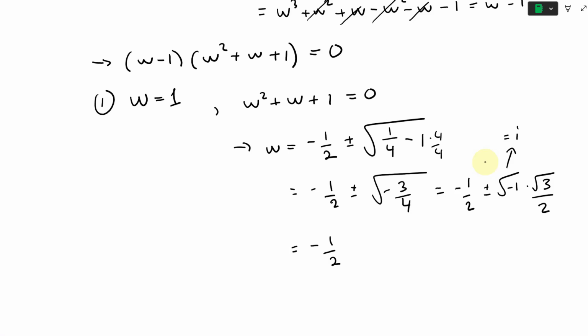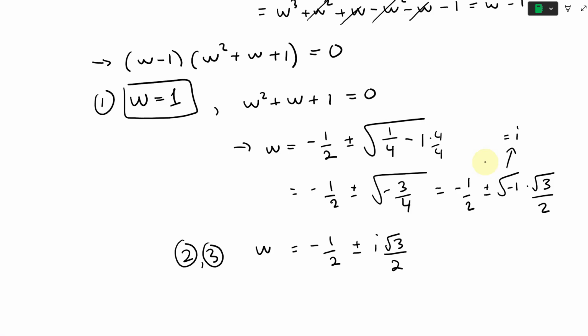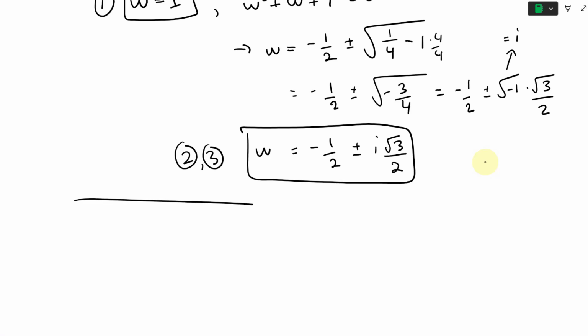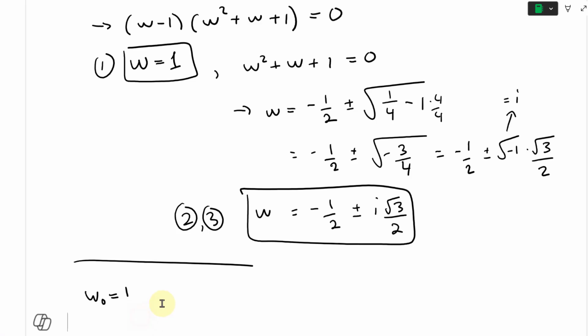So negative 1 over 2 plus or minus i square root 3 over 2. These are the solutions for w. Solutions 2 and 3 equal this. I'm going to box this in. w equals 1 is the first solution, and this is the second one. We could refer to these as w naught equals 1, just the trivial one.